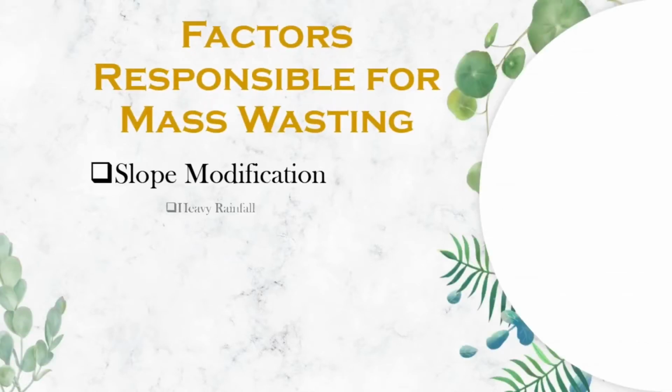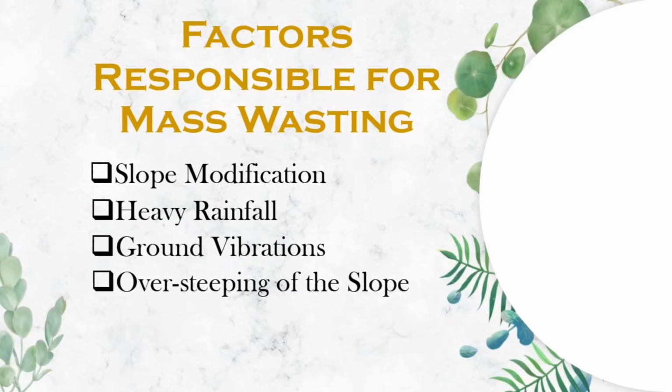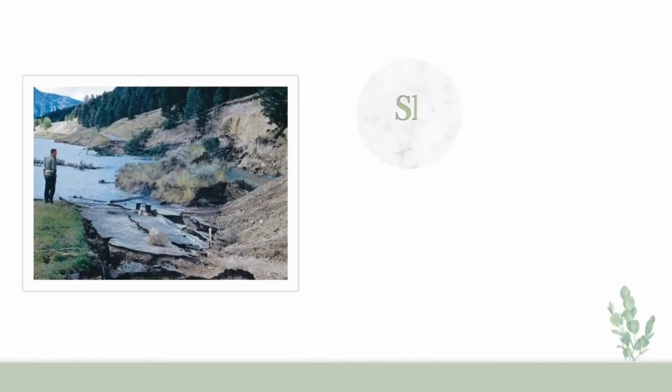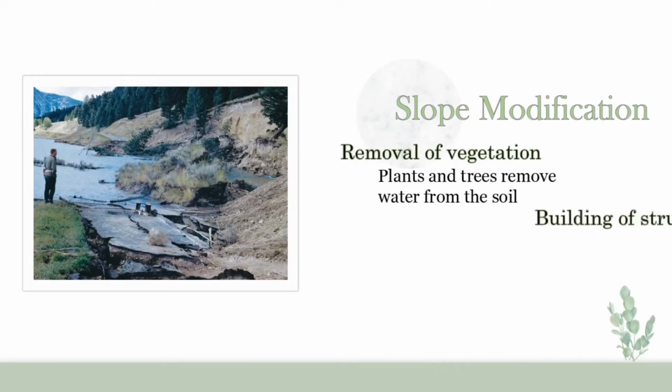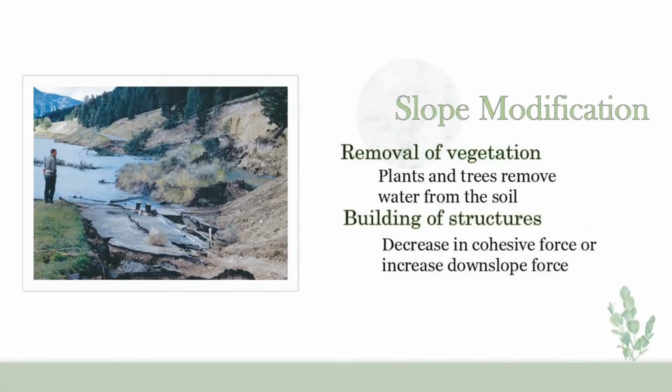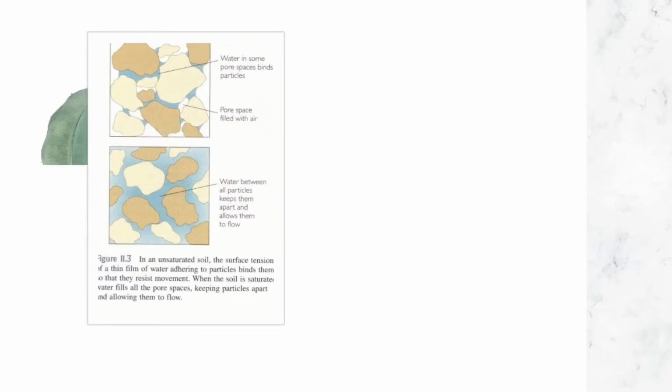Next are the factors responsible for mass wasting: slope modification, heavy rainfall, oversteepening of the slope, and rapid snowmelt. Slope modification: removal of vegetation, plants and trees removed, water from the soil. Building of structures, decrease in cohesive force or increase in downslope force. Force due to added weight will cause movement.